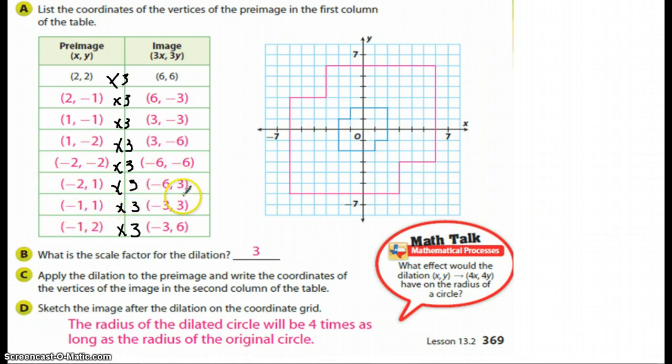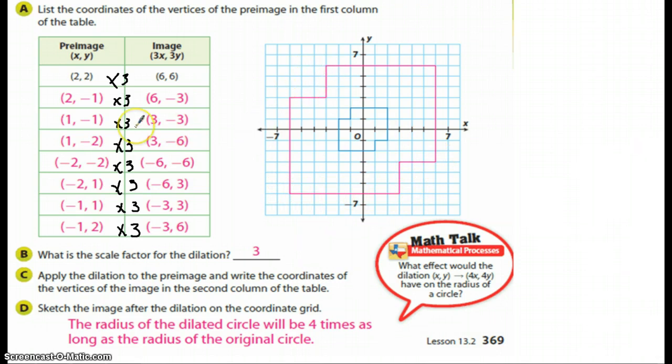3 times 1 is 3. 3 times a -1 is a -3. 3 times 2 is 6. So here is our original, and this is our image, and we can see that here. These are the points that we plotted.